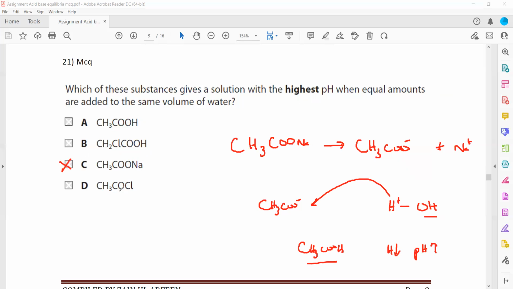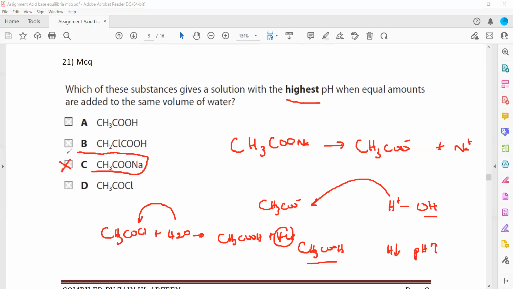Why not D? That is ethanoyl chloride. When it dissolves in water, it will form HCl: CH3COCl plus H2O. OH will take the position of the chlorine, so it will be CH3COOH plus HCl. Due to this HCl, the amount of hydrogen ion will increase, so the pH will be lower. So the one with the highest pH is option C, sodium ethanoate. Is it clear, this one?